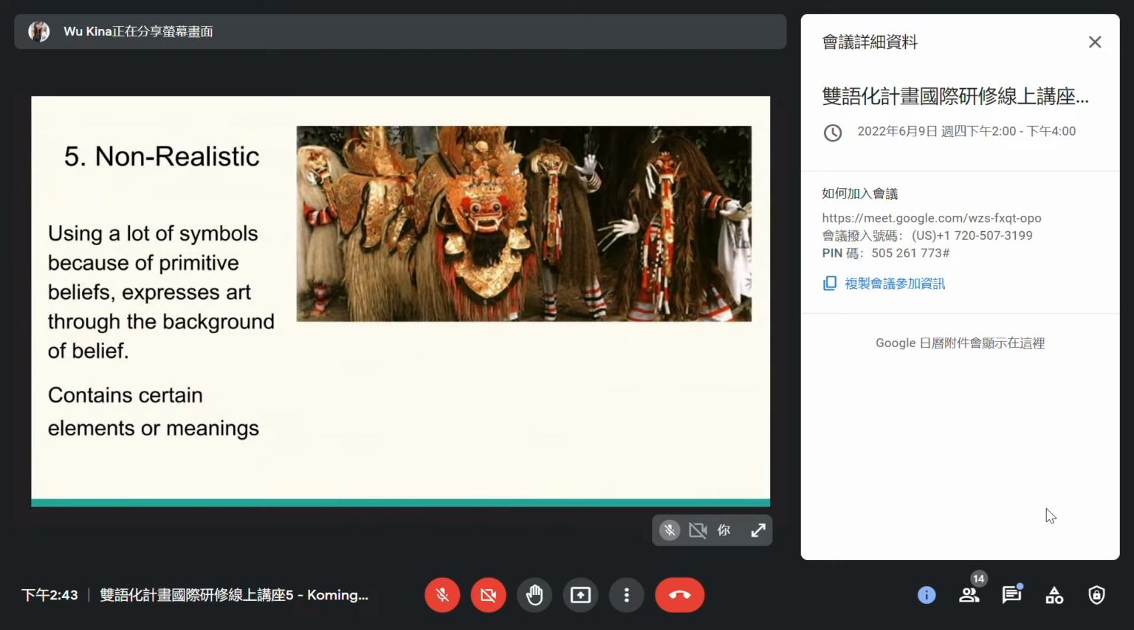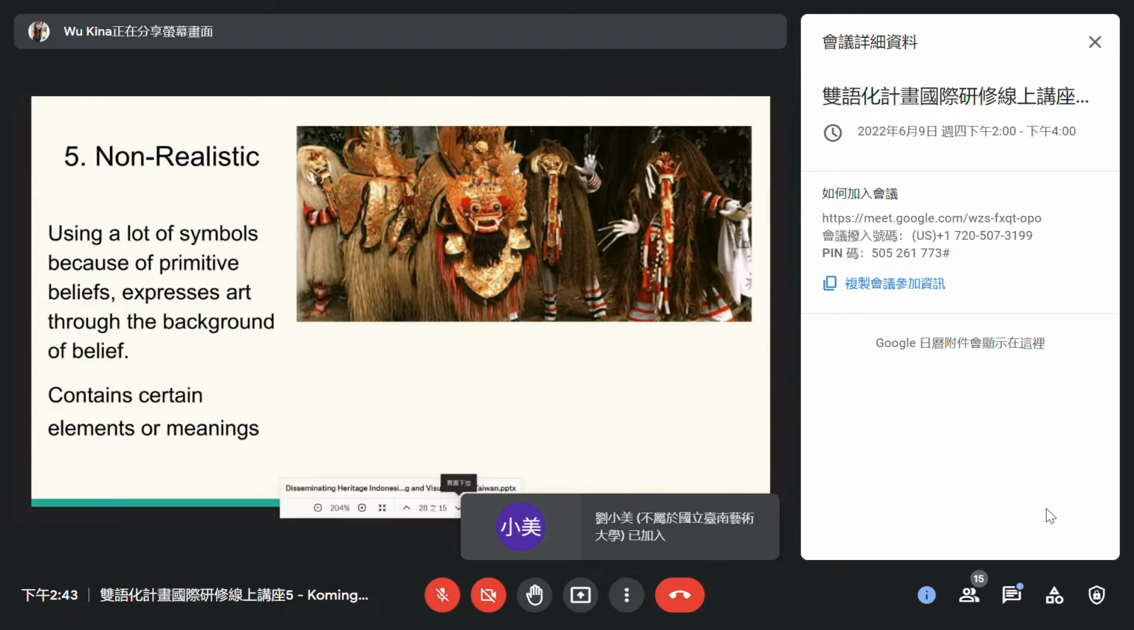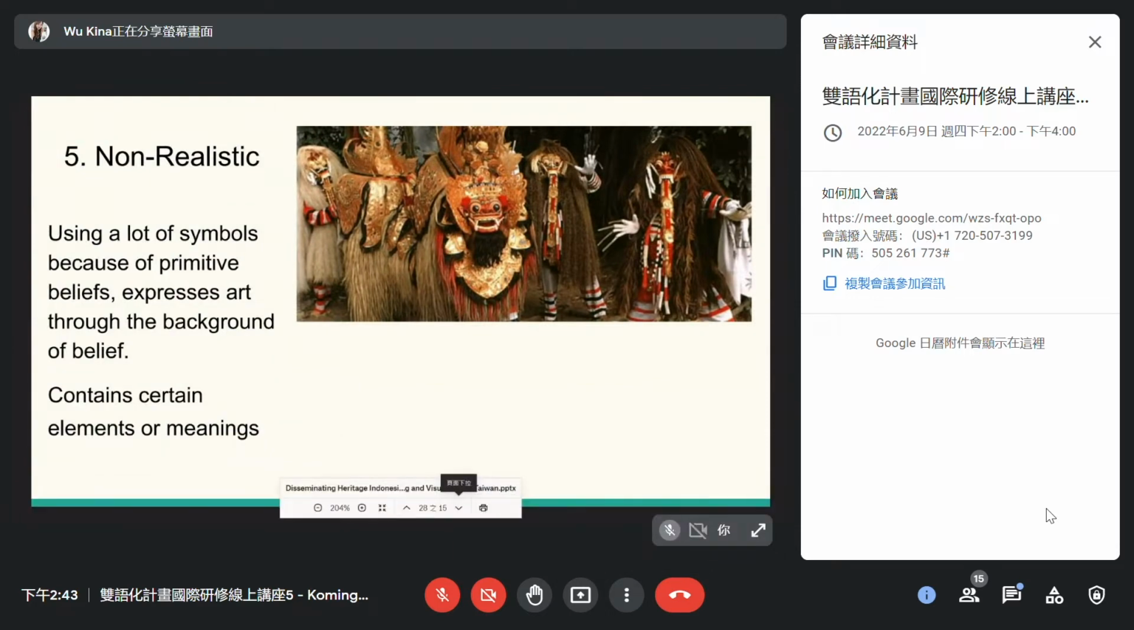Okay, non-realistic is also one of the characteristics. It means using a lot of symbols because of the primitive beliefs. Like in Bali, almost 95% of the population are Hindus. We use symbols for our goddess, our god. We pray in the temple, and every temple village mostly has this type of figure. As you see here is barong, which is similar to the Chinese lions. So this is a symbol of the good spirits.